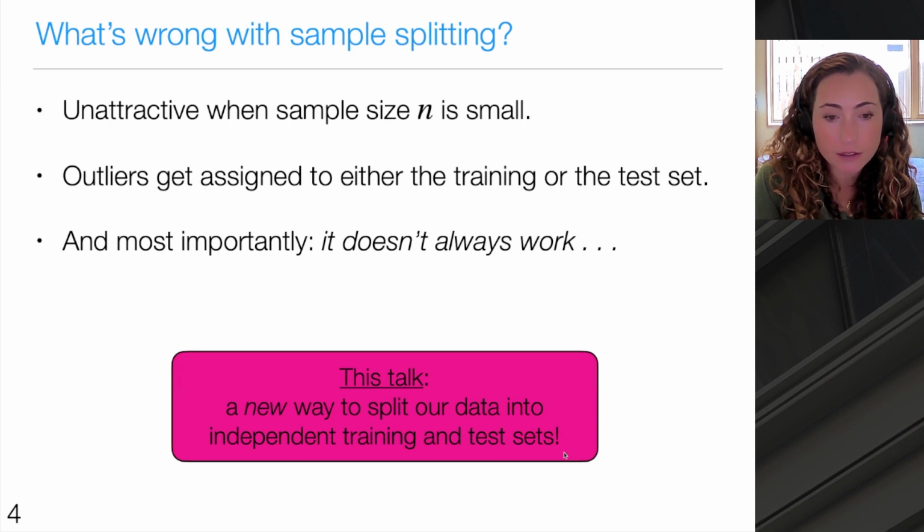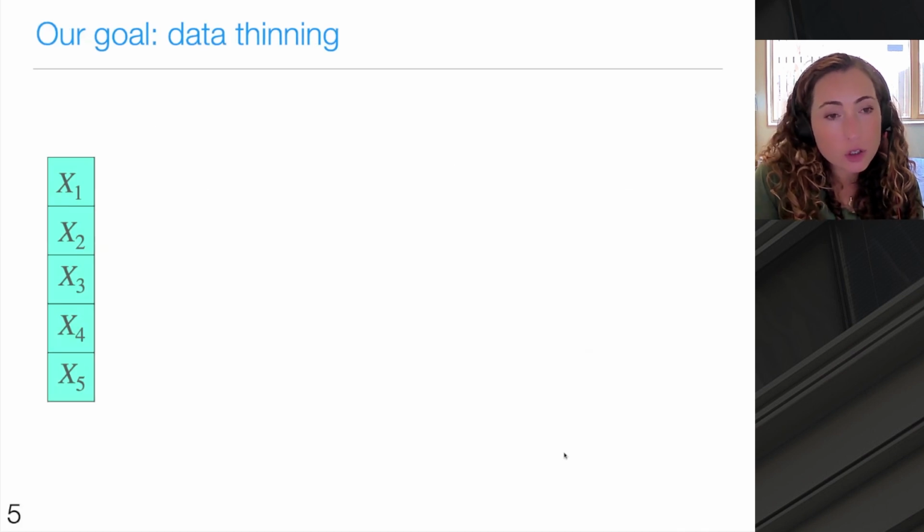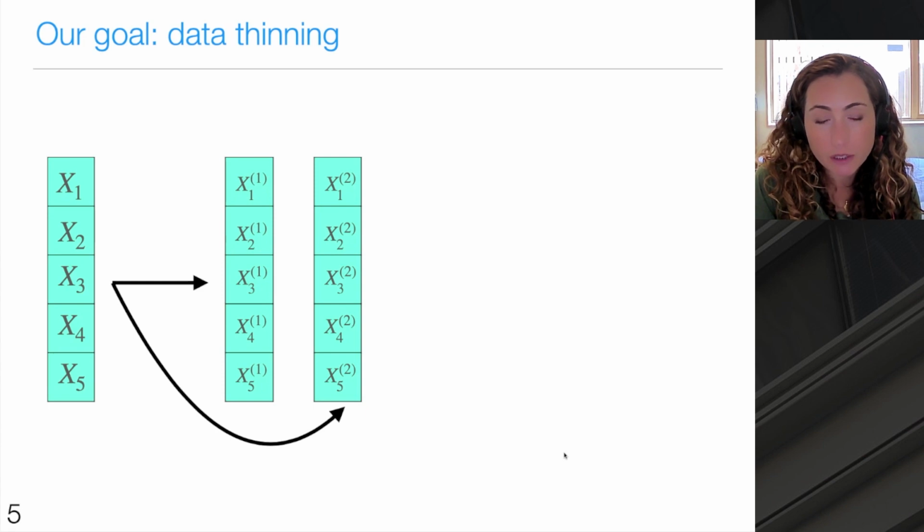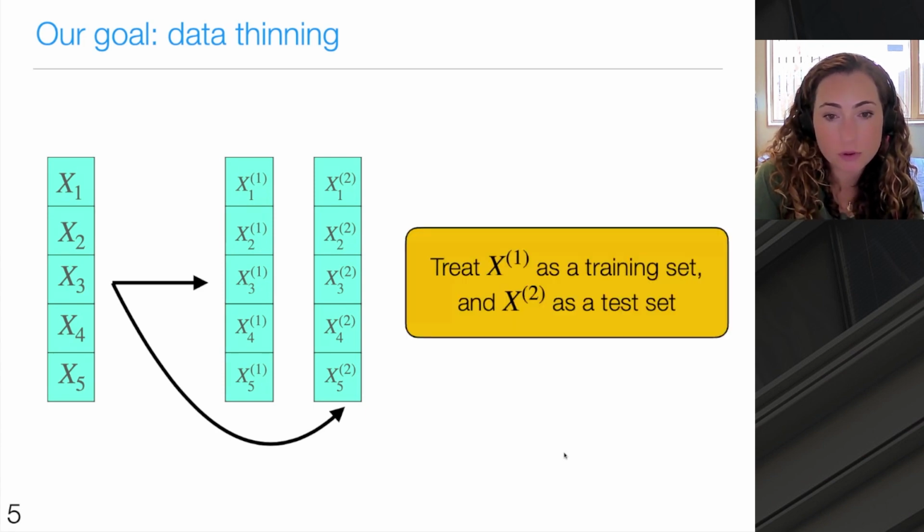Okay, so again, today we'll be developing a new way to split our data into independent training and test sets. Our goal is something called data thinning, and the idea is something like this. If I start out with x1 through x5, I want to generate actually two sets of data. One set is going to have a superscript 1 and the other set is going to have a superscript 2. And I want this to satisfy the following two properties.